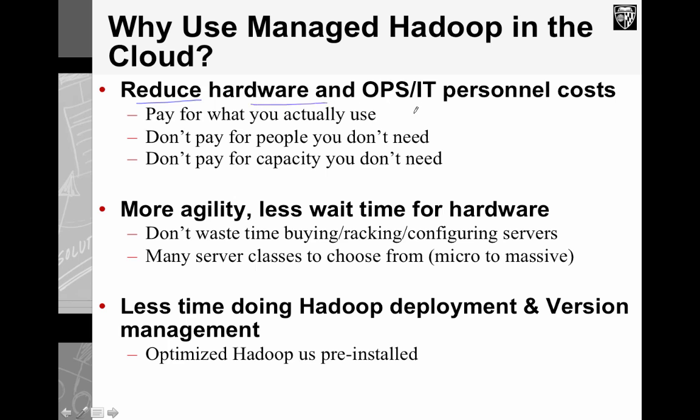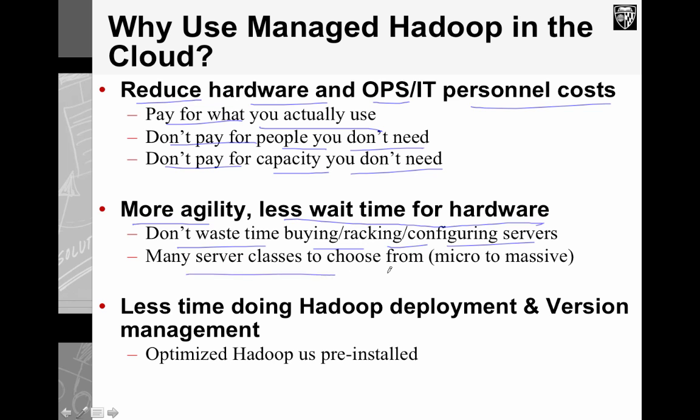Reduce the hardware and the ops IT personnel costs. You pay for what you actually use. You don't really pay for people you don't really need. You don't pay for the capacity you don't really need. There's more agility and less wait time for hardware. You can have 100 machines tomorrow in the cloud and start doing your data processing. You don't have to waste time buying, racking, configuring servers.